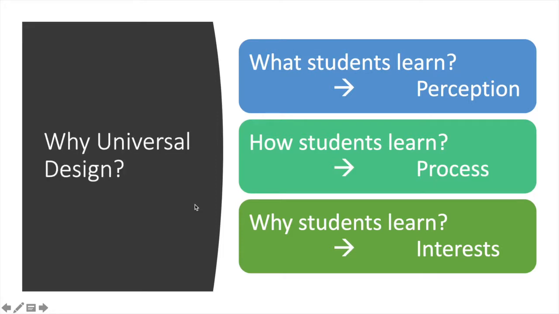So the question is, why universal design for learning? We want to figure out what our students are learning, and by that we mean what they're perceiving when the teacher is either in front of the classroom talking or they're working in small groups. We want to think about how each individual is learning, meaning how they process the information that's presented to them, whether it's visual, auditory, or some other medium. And then finally, we want to think about why they're learning, what interests students, and what's going to motivate them to become active learners and lifelong learners.